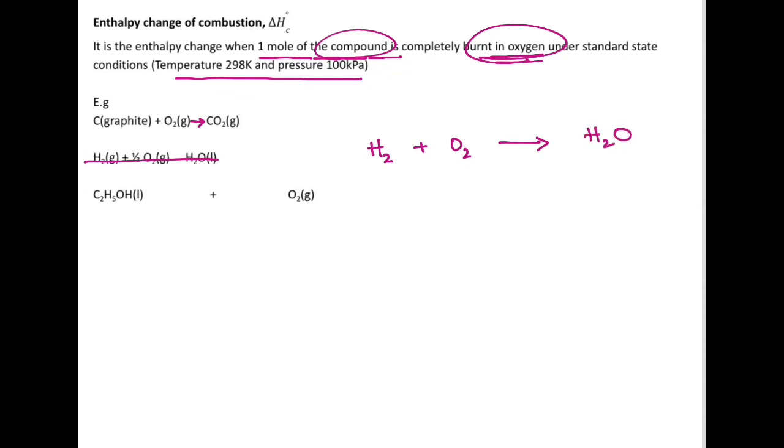That's the product, right? Now we need to balance the equation. Keep in mind that the enthalpy change of that compound should always be 1 mole. So you cannot add any number over here. It should always be 1 here. So 2 is okay, and then this one you need to put half. And all these have to be under standard state conditions.